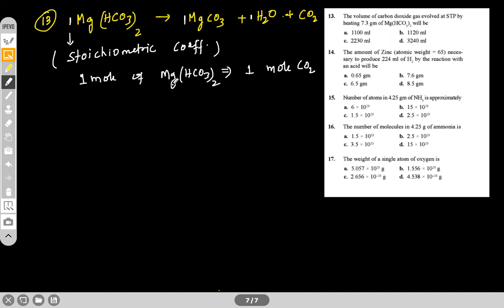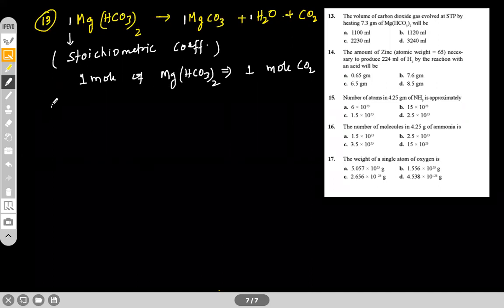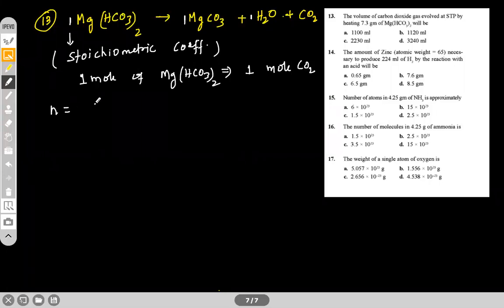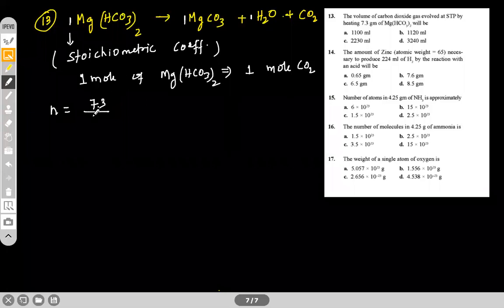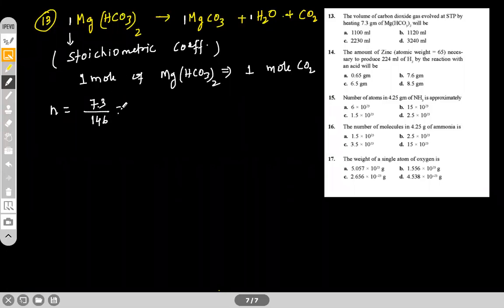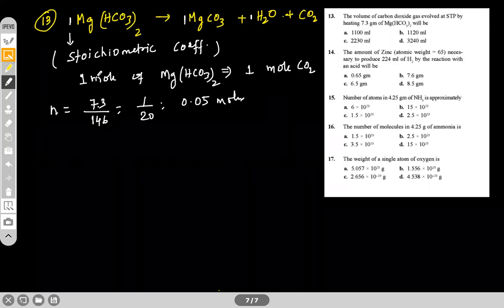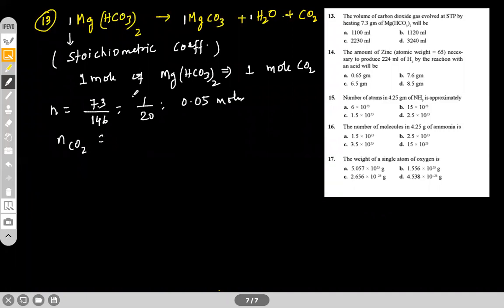Now we know the mass of Mg(HCO3)2. So what is the number of moles? The number of moles is the given mass, 7.3, divided by the molecular mass of Mg(HCO3)2. It is 146. So that would be 1 by 20, that is 0.05 moles. We get the same number of moles for CO2 also, because 1 mole of this gives 1 mole of CO2.